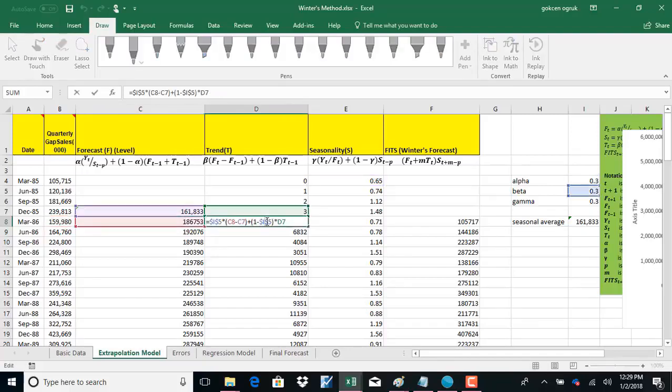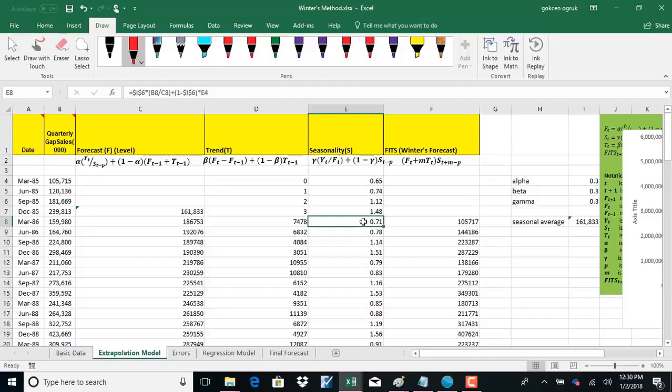Trend is calculated by taking our coefficient beta times level forecast in this period minus level forecast in the last period, which is 186,753 minus 161,833, plus 1 minus beta multiplied with a prior trend estimate of 3. That's all we need to do to calculate trends.